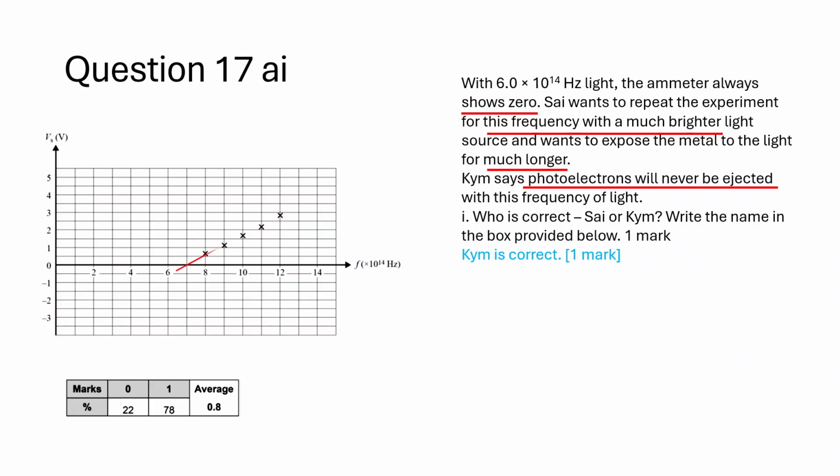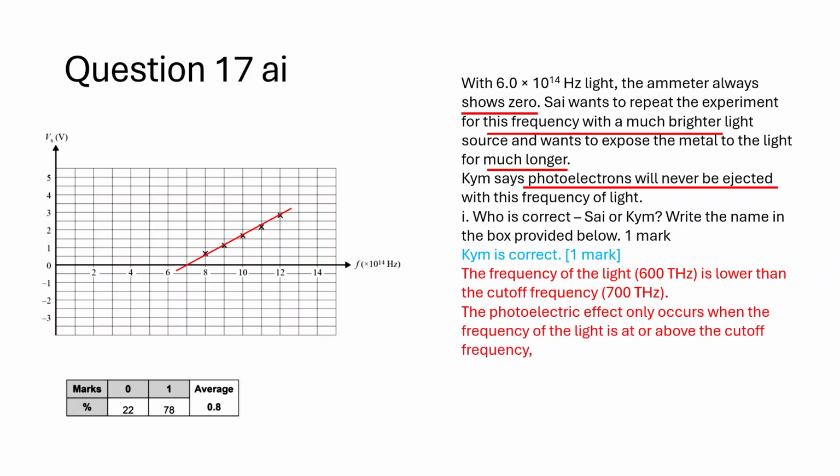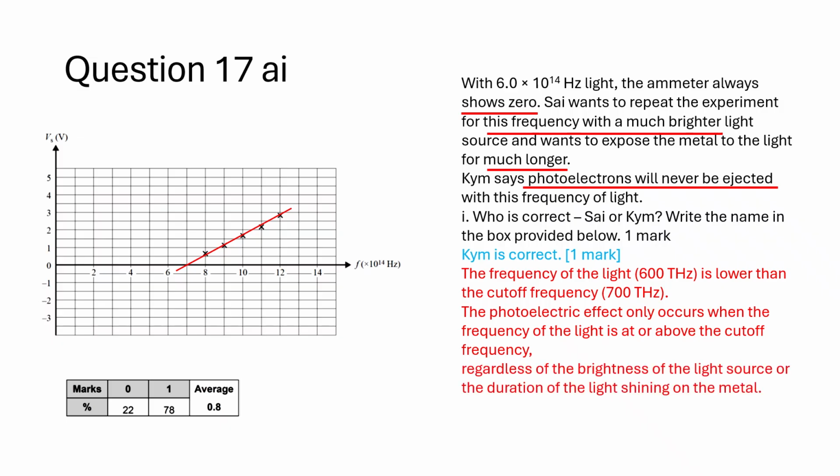Kim is correct. The frequency of the light, 600 THz, is lower than the cutoff frequency, 700 THz. The photoelectric effect only occurs when the frequency of the light is at or above the cutoff frequency, regardless of the brightness of the light source or the duration of the light shining on the metal.